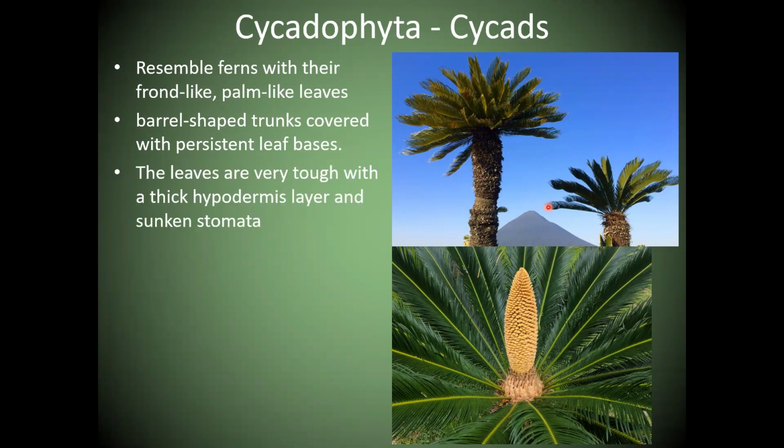The leaves are very tough, right? They're physically tough, and have a thick hypodermis. The kind of skin of the leaf is called the hypodermis, right? It's like a thicker skin, literally speaking. And the stomata, they do have stomata, but the stomata are not superficial. They're actually sunken, right? And I will show you some slides to show what that means. The distribution is tropical and subtropical, right?